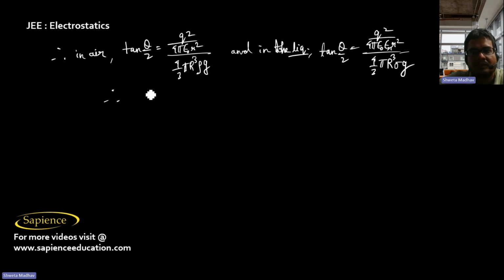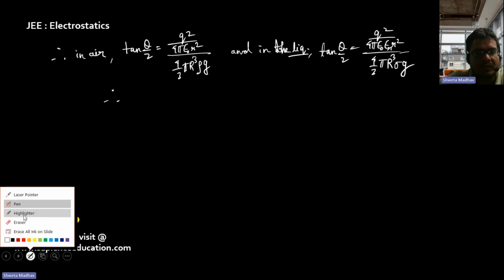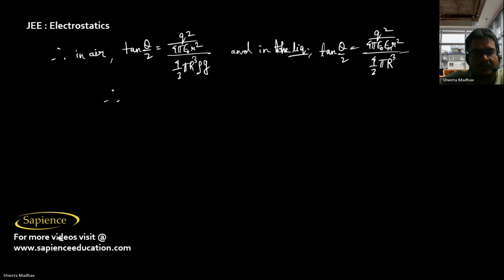So these two are same only. So we have to, no, it is not sigma g, it is rho minus sigma into g. Rho minus sigma into g. Okay. So these two are same.